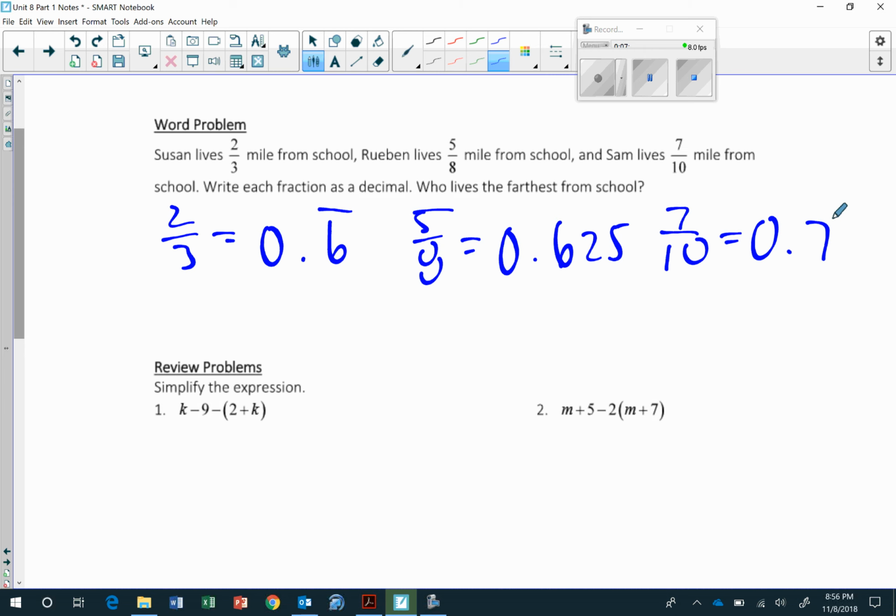Then the question asks who lives the farthest from school. So since these are all positive, we just want the biggest one. So the biggest one is 0.7, which is Sam.